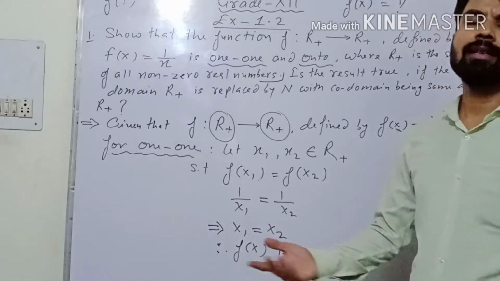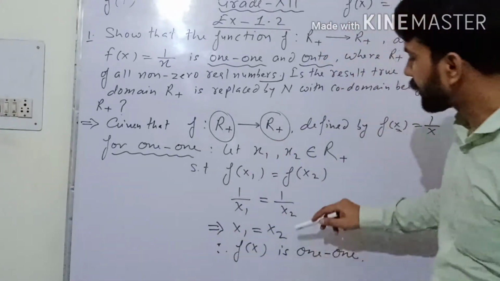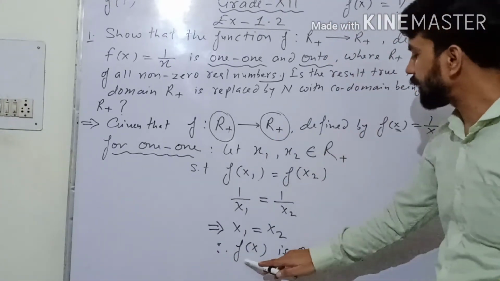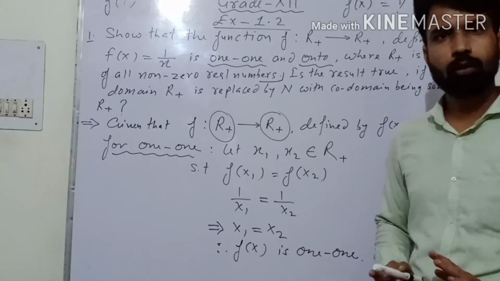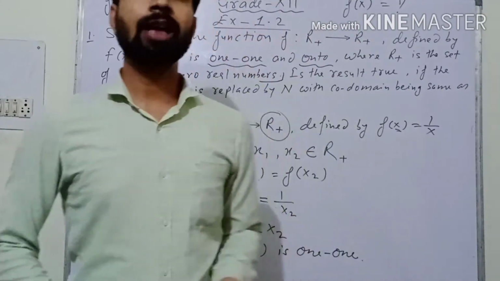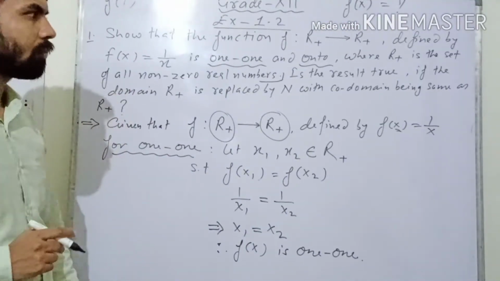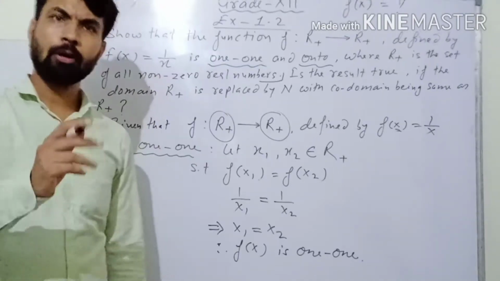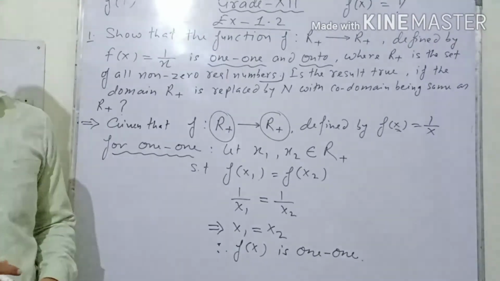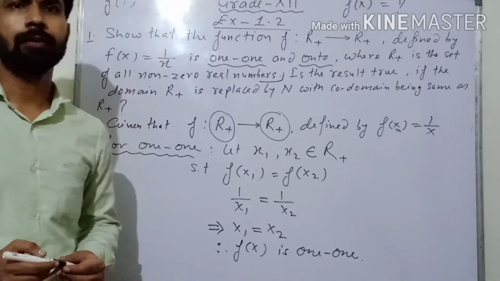So same elements have the same image, which means different elements will not have the same image, hence f(x) is 1-1. Hope it is clear. Good. Now we will check whether the given function is onto or not. So students, first pause your video and note it down. After that I will explain how to prove whether this function is onto or not. Clear?